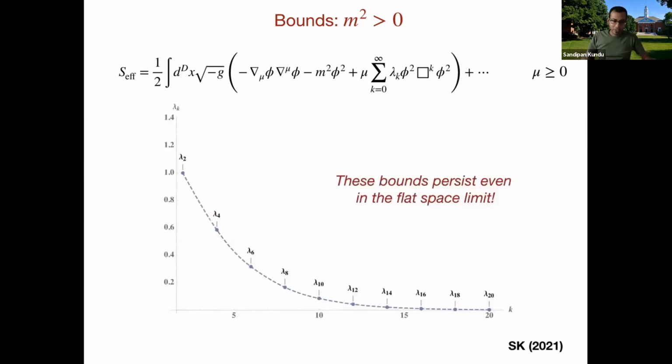And more pictorially, this is basically what these bounds are telling us: that these lambda coefficients for even interactions are basically positive, decreasing, log convex functions of integer and even k. So this log convexity does not come out of the standard dispersion relation analysis in flat space, right? This is something that happens only in CFT.